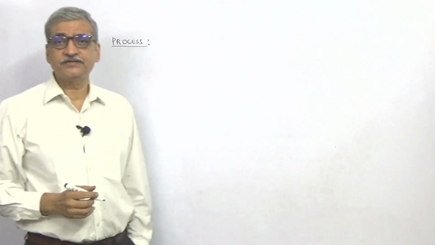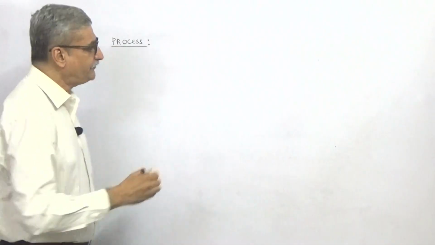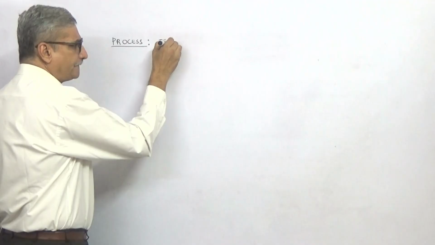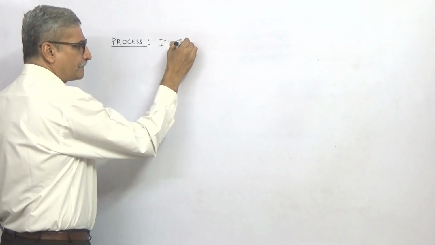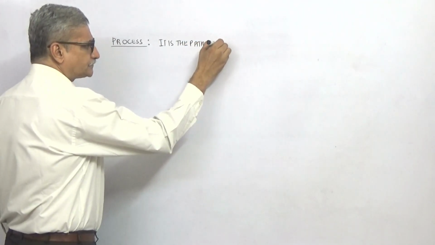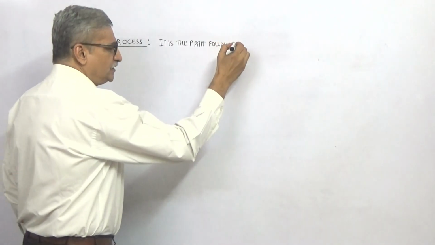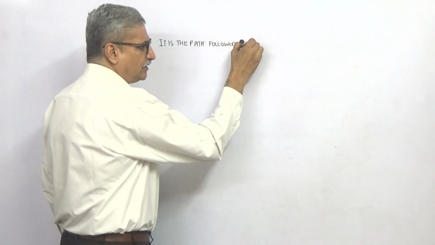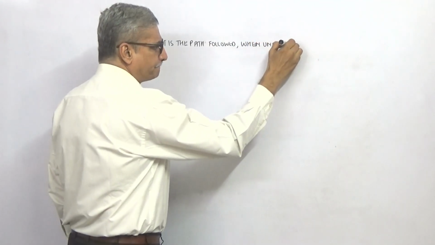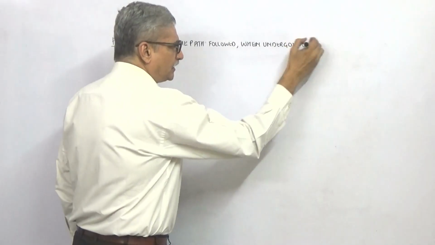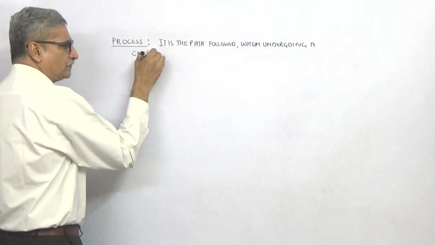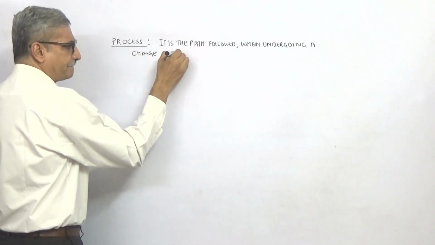So what is the definition of process? The definition of process is: it is the path followed when undergoing a change of state.